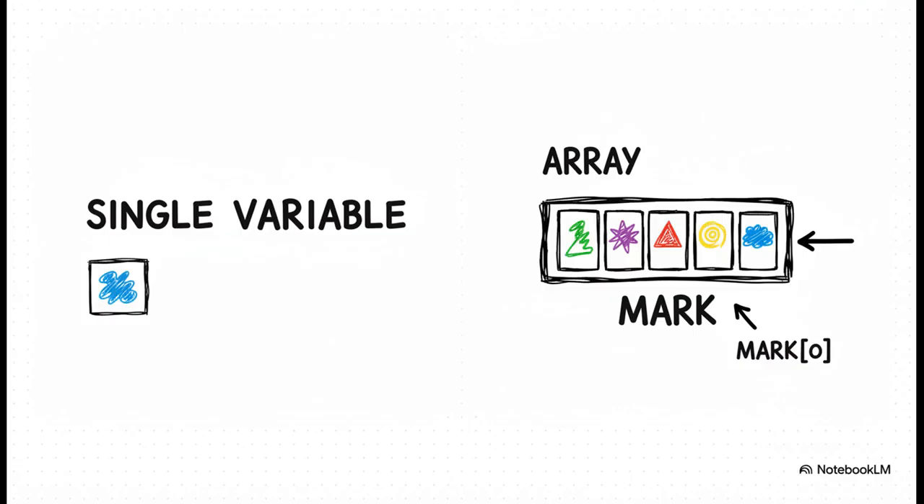And this slide just shows the difference so clearly. On the left, a normal variable holds one value. Simple. But on the right, our array mark is holding 5 different values, all under that one single name. If we want the first value, we just ask for mark at index 0. Need the third one? Ask for mark at index 2. See how clean and efficient that is?